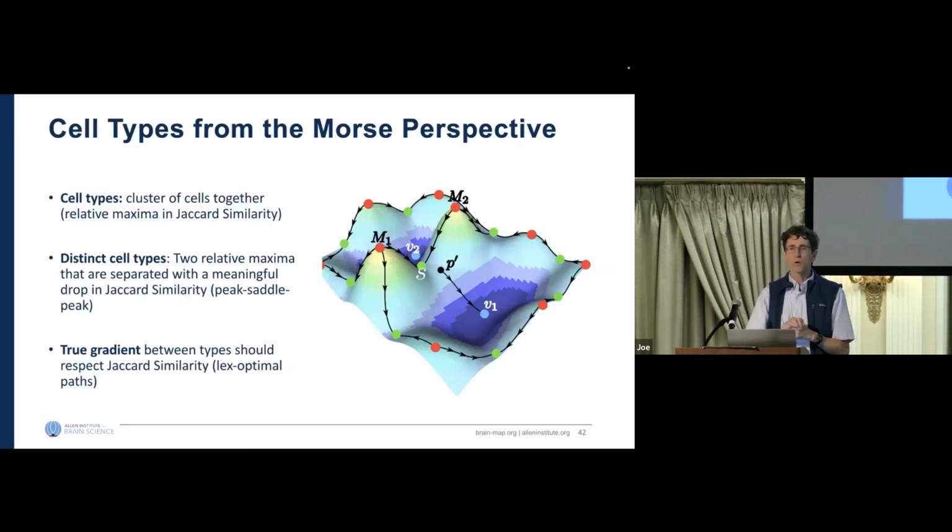And so using this, we want to look at cell types from this Morse perspective. We've arrived at a critical juncture here. We want to think of cell types, at least transcriptomic cell types, all right? So I'm only talking about the transcriptomic scaffold here. I'm not talking about adding the physiology and the morphology yet, although you could build a space out of all of them.